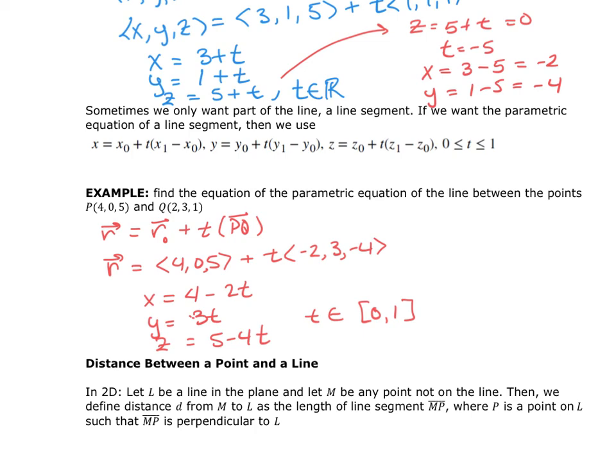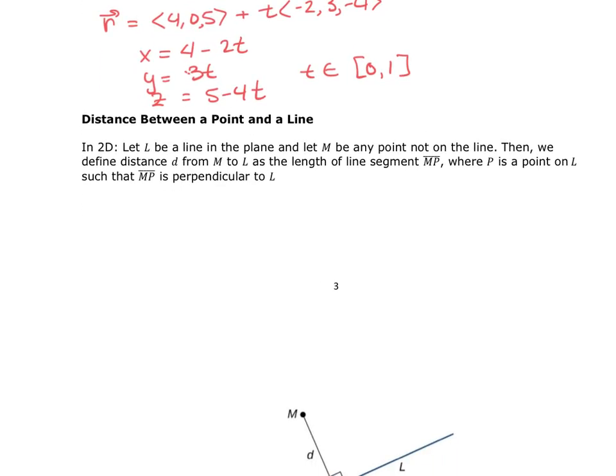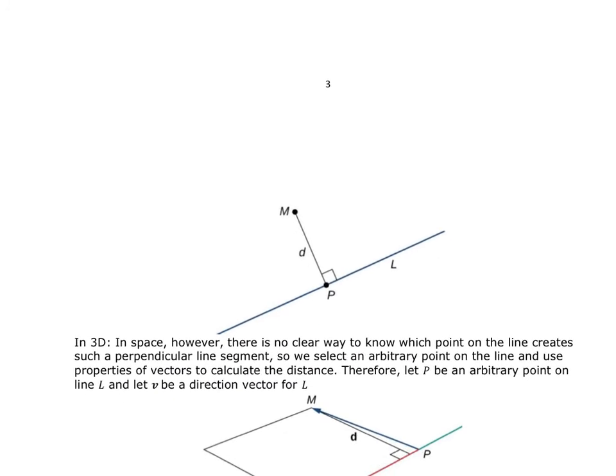We can also find the distance between a point and a line. In two dimensions, we'd say let L be a line in the plane and let M be any point not on the line. Then we define the distance from M to L as the length of the line segment from M to P, where P is a point on the line such that the line segment from M to P is perpendicular to L.